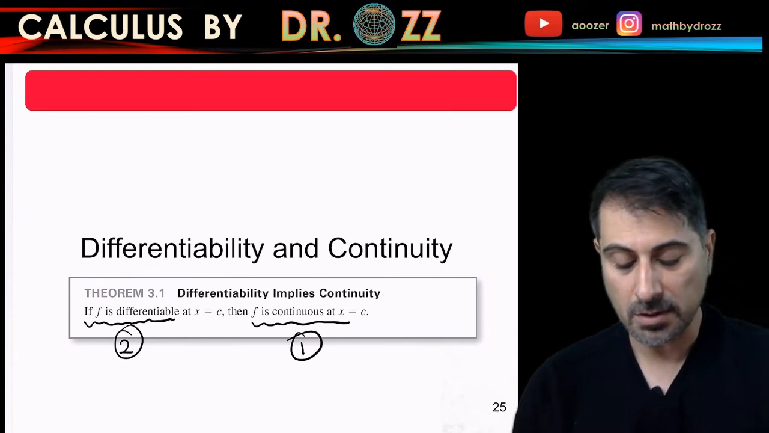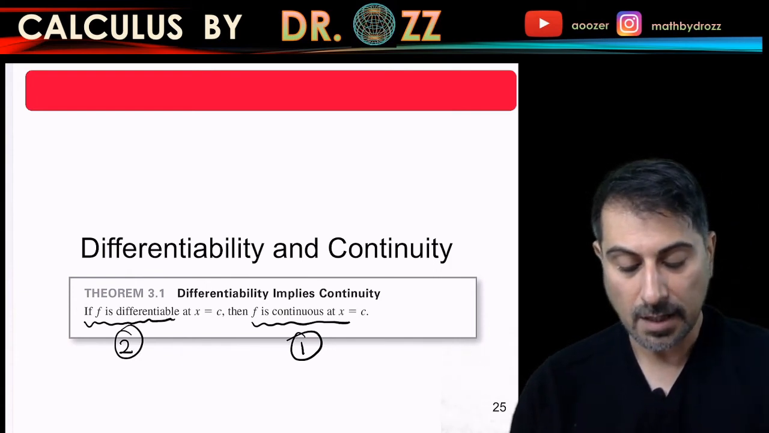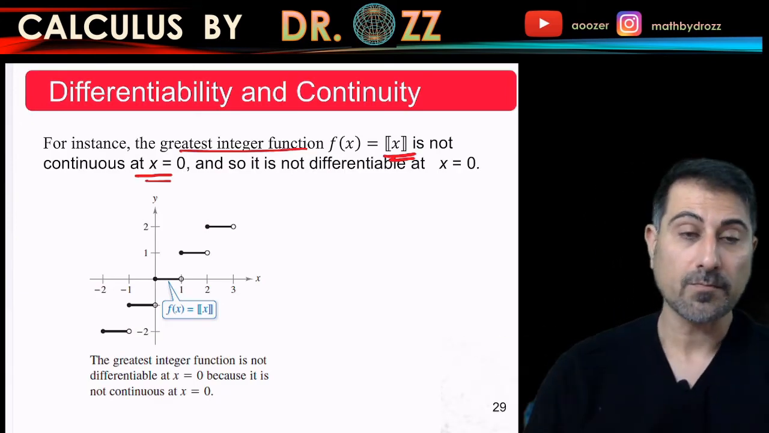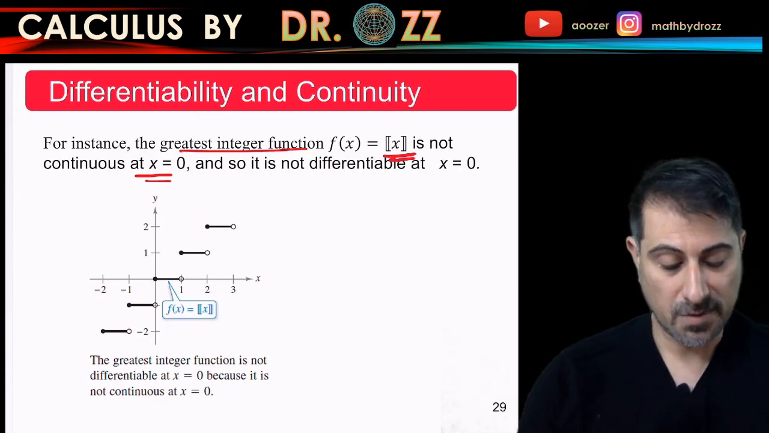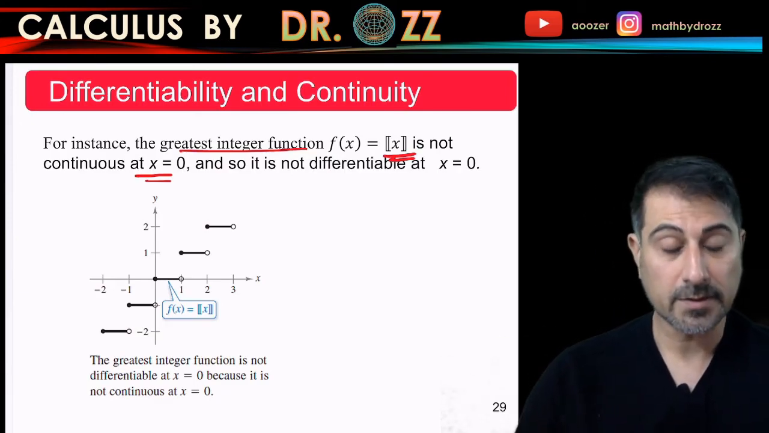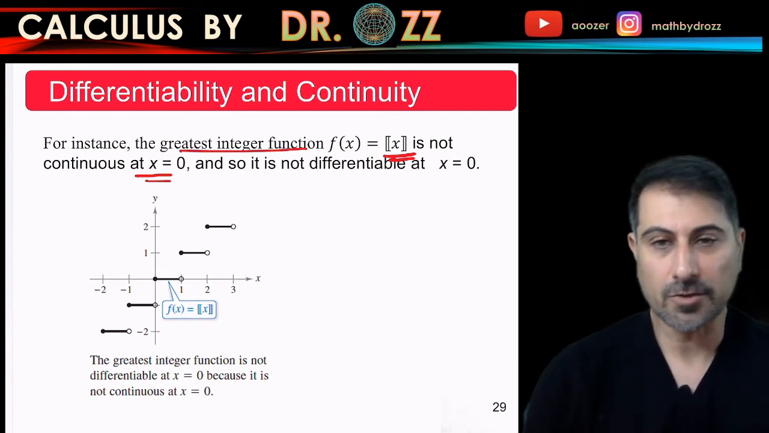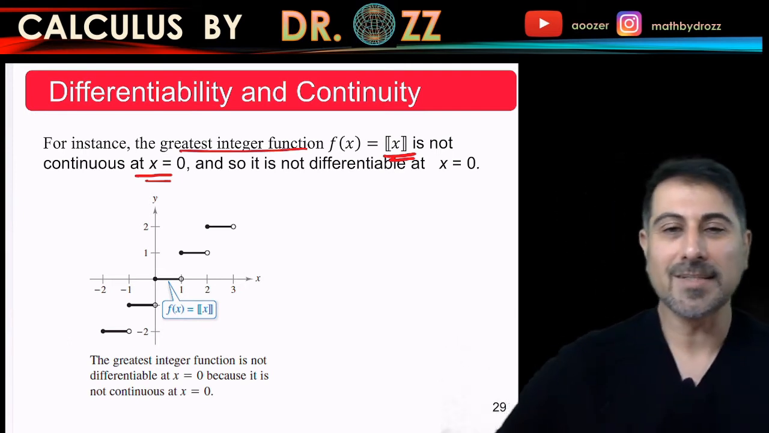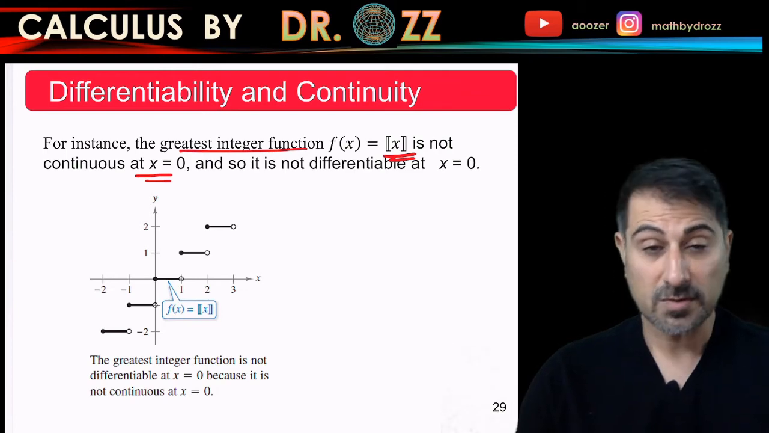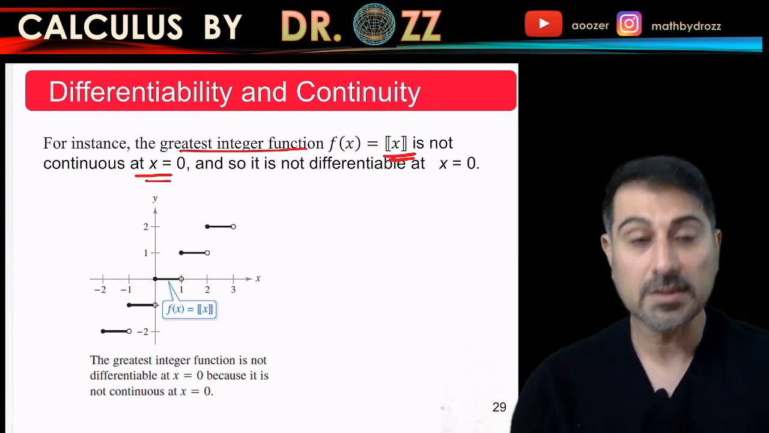In fact, we could immediately conclude this by using the result that we proved in chapter 2, that the greatest integer function is not continuous at the integer values. So presumably it's not differentiable at the integer values, specifically at x equals 0.